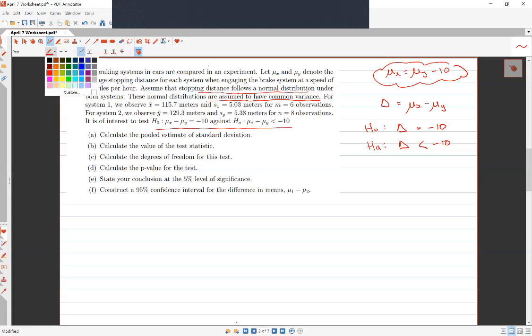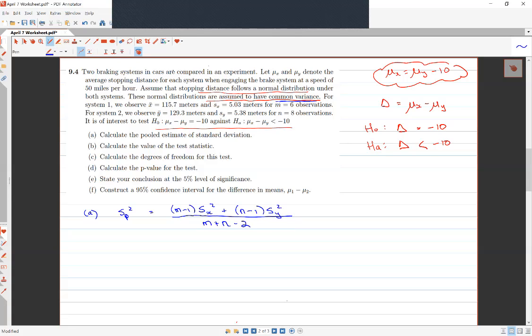Part A is asking for the pooled estimate of variance, and that is something you can only calculate again when you have an assumption of common variances. So the pooled estimate of variance formula: for each sample, it's the sample size minus 1 times the sample variance. You sum those quantities, and then it's the sum of the sample sizes minus 2. So in this case, it'll be 5 times 5.03 squared plus 7 times 5.38 squared, all of that divided by 12. And so our pooled estimate of variance is 27.426.